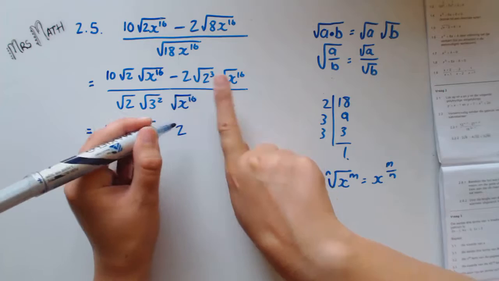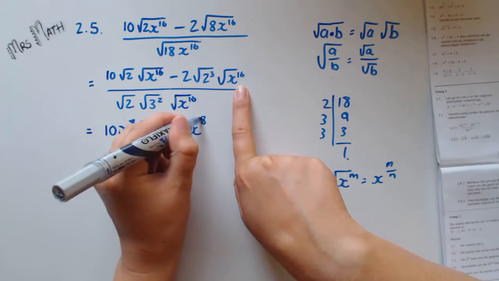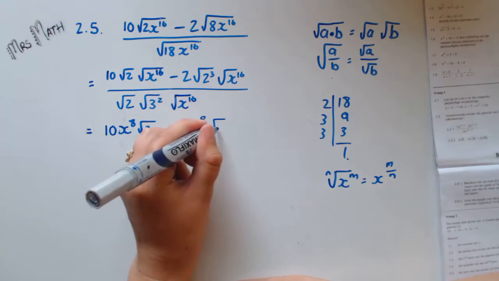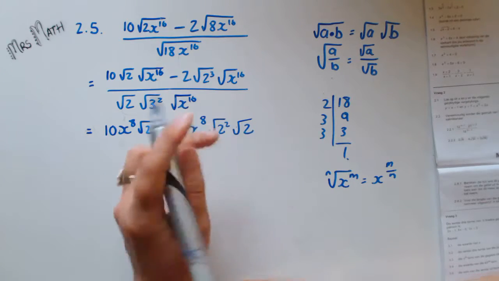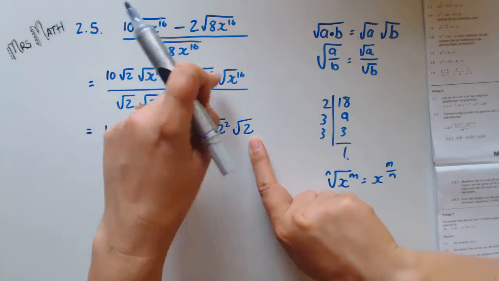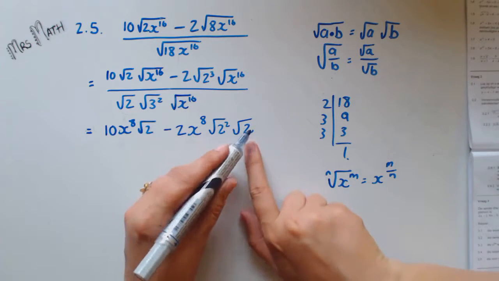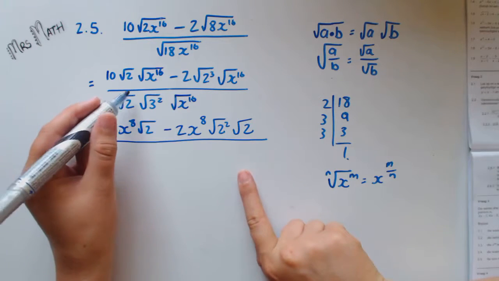So I've got this one. This I can work out the same, and it's going to be x to the power of 8. And this 2 to the power of 3, I'm just going to split into 2 squared and 2. The reason I do this, 2 squared times 2 is 2 to the power of 3, is because the 2 squared I can work out. This one I can't, not without a calculator anyway.